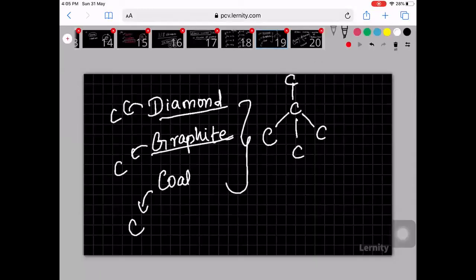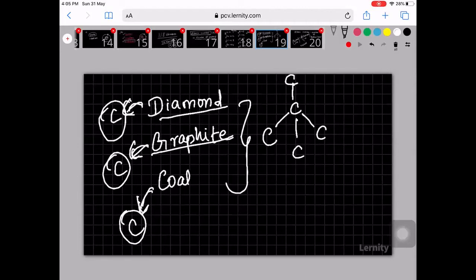Again, coming back to the topic, we saw diamond, graphite, and coal. I told you that diamond, graphite, and coal are all made up of carbon atoms, but they differ in their arrangement. Am I right? So when they differ in arrangement, what can we understand? In diamond, the atoms are strongly bound with each other. In graphite, the atoms are not strongly bound with each other, so it will be very soft.